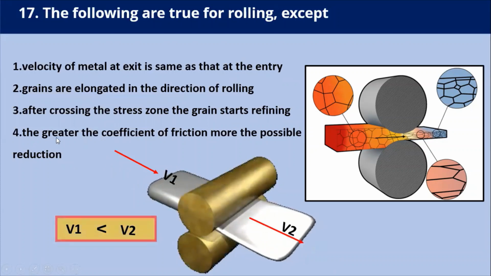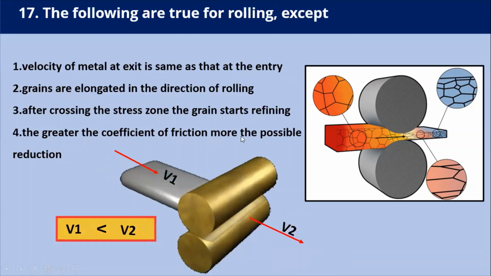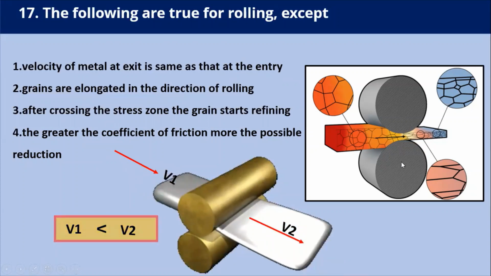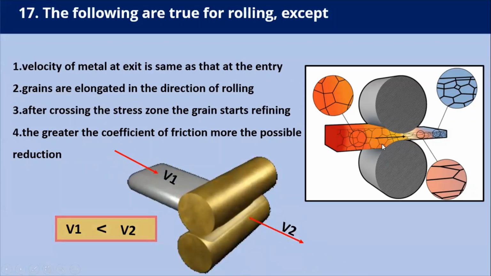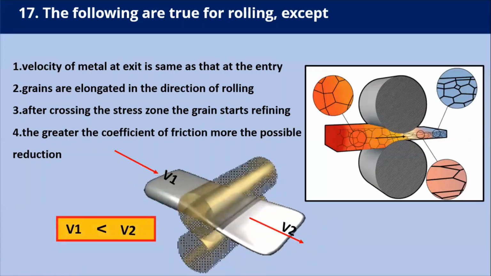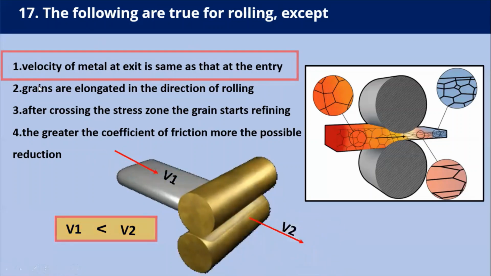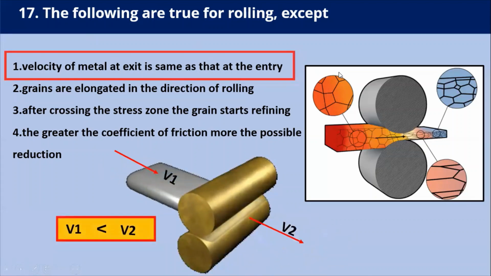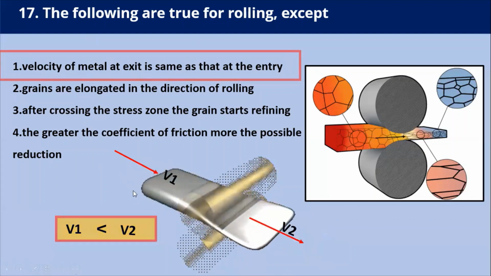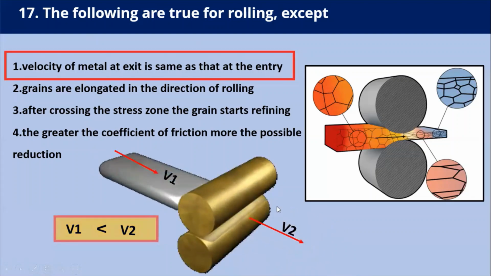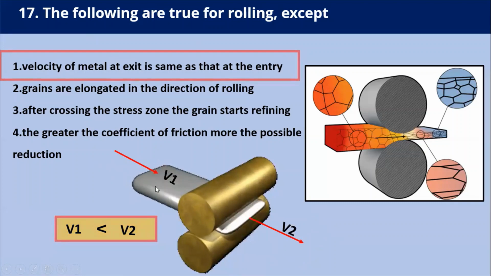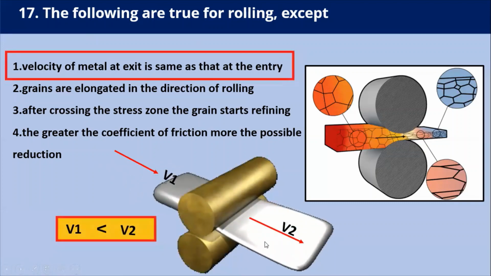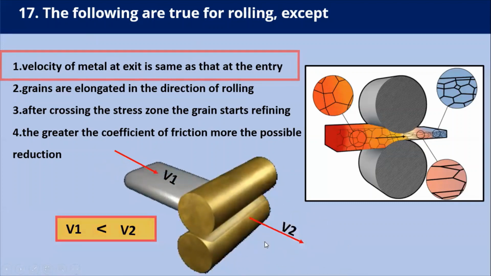The greater the coefficient of friction, the more the possible reduction. Yes, if there is more friction between these two, we'll get more reduction in the ingots. And that's why our answer is that the velocity of the metal at the exit is the same as that at entry is wrong. We know that the velocities are different at the exit as well as at the entry. This is entry and this is the exit. And that's why the answer is 1.